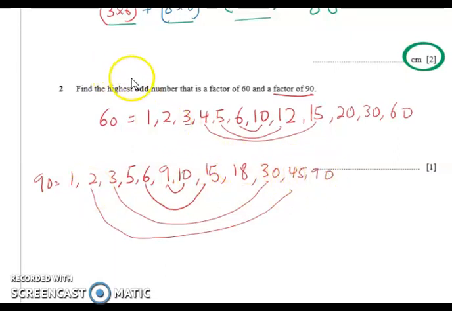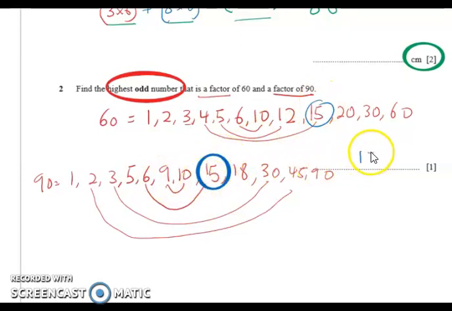Okay, they are asking for the highest odd number that is a factor. So the highest odd number here will be 15. This is the odd number we have here, so that is your answer. So we are getting 1 mark. Okay, let us move on with the next question.